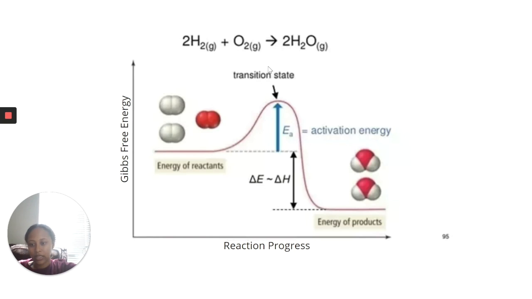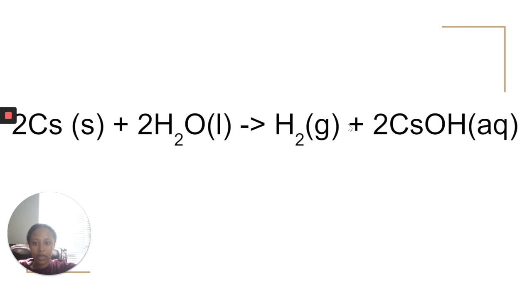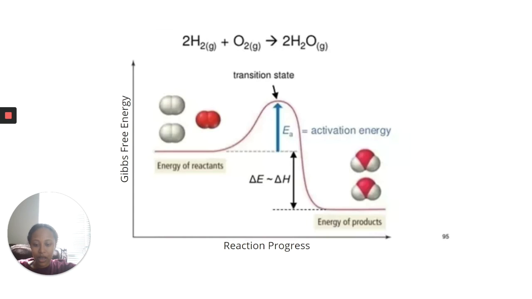The system in this case is going to be both the hydrogen and oxygen reaction and the original cesium with water reaction. So in this system, the H2O has a lot less energy than the reactants, which is the hydrogen gas and oxygen gas, meaning that this reaction actually releases energy.